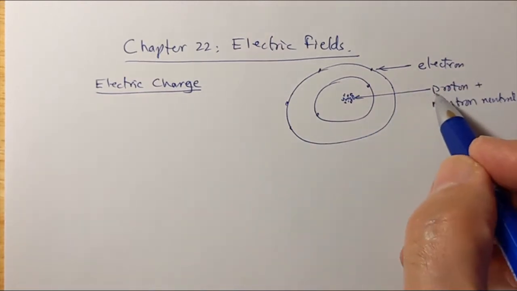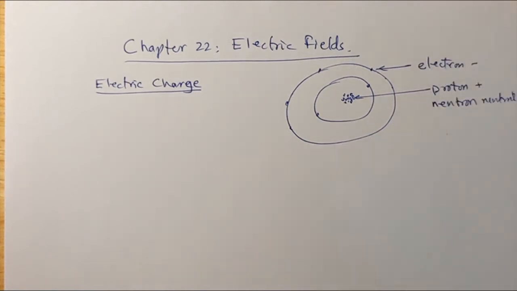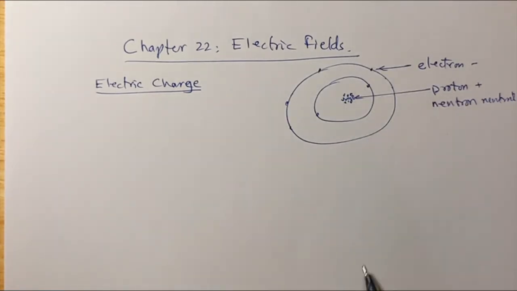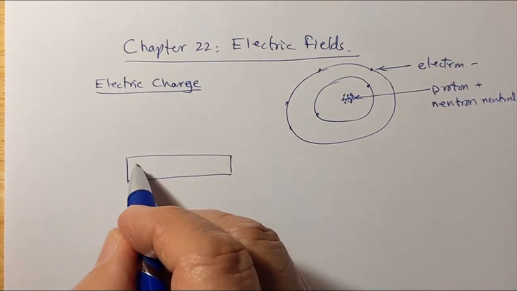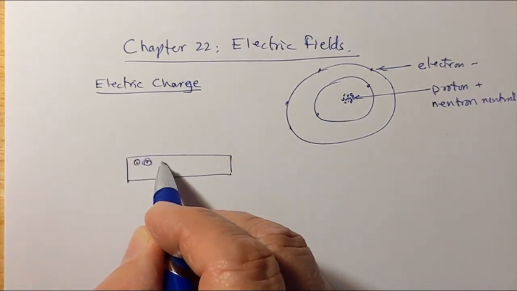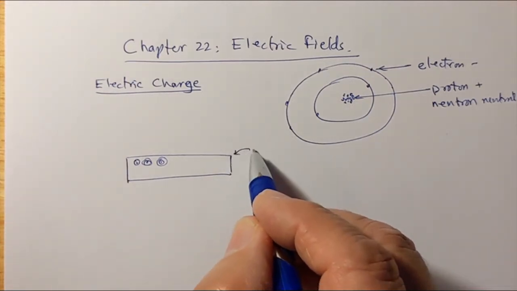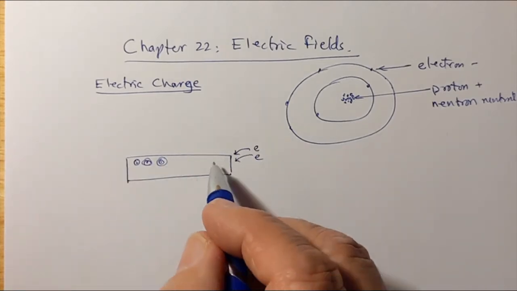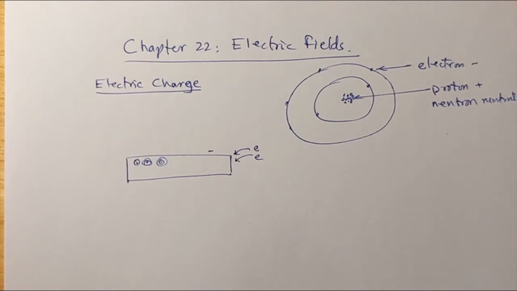So the charge on the proton is exactly equal to the charge on the electron, but in the opposite direction. Now, in an atom as a whole, the number of protons and the number of electrons are equal, and therefore the atom as a whole is electrically neutral. Now, if you take a material, an object, and it has a large number of atoms in it, and somehow if we add a few electrons into it, then this whole thing will now become negatively charged. And the amount of charge will depend on how many electrons we have added onto it.